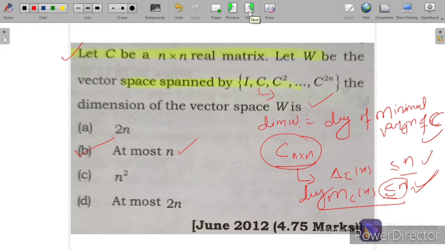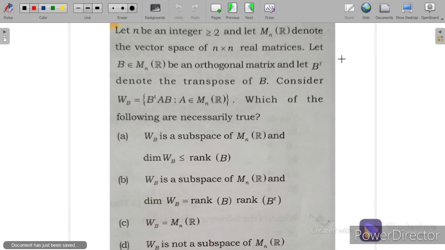Now the next problem is, this was the problem which was asked in CSIR exam December 2012 in Part C. The problem is: let n be an integer greater than or equal to 2, and let M_n(R) denote the vector space of n cross n real matrices.